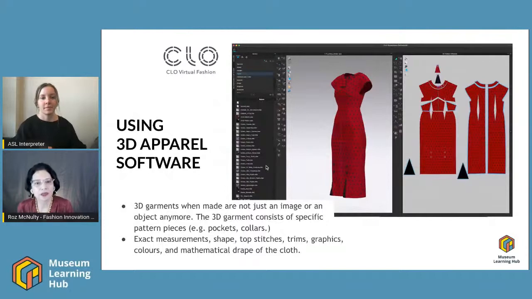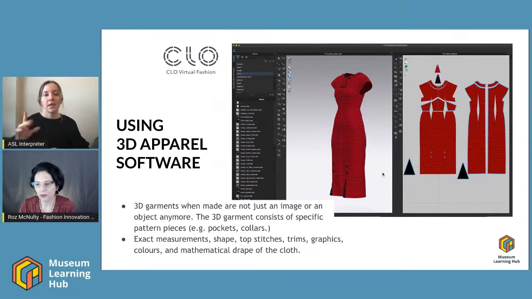So the software I'm working with is Clo3D Apparel. There's also Browzwear and Optitex. Clo is the one that I've really concentrated on being good at. And this is how it works: you're creating a 2D pattern and then doing a 3D drape, and then you're adding the math of the way the fabric looks and drapes, and then you can put prints and such on top of it, as well as stitches and buttons. So you're getting exact measurements, shape, top stitches, trims, graphics, colors, and math. And I think this is really important. We must remember that our clothing is disintegrating, especially the older clothing.